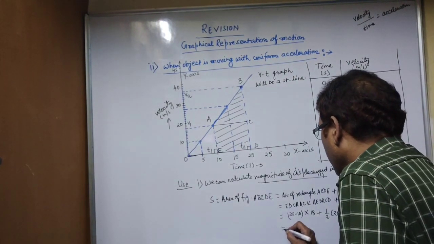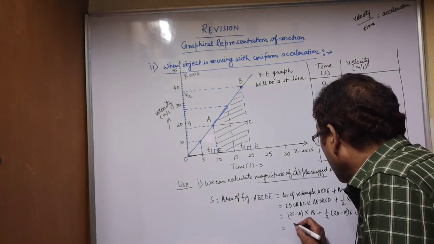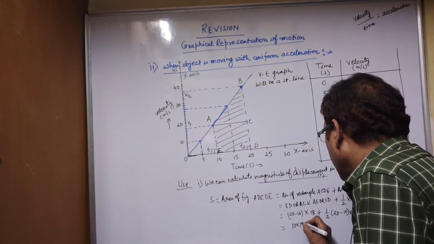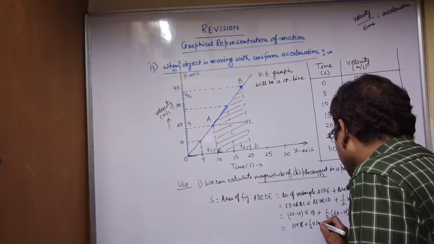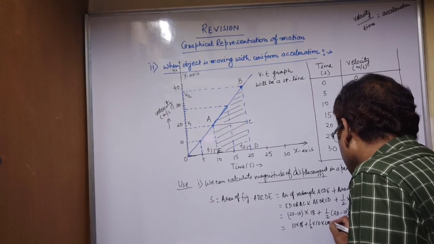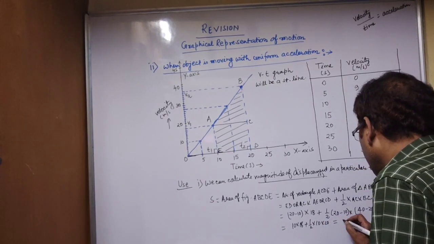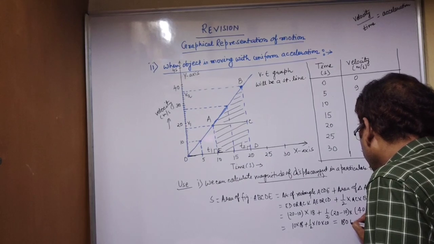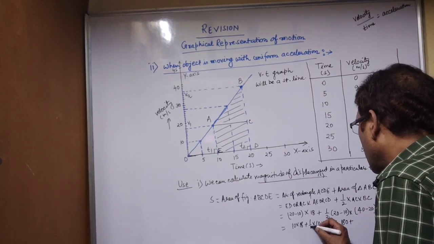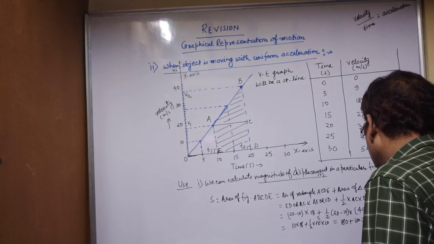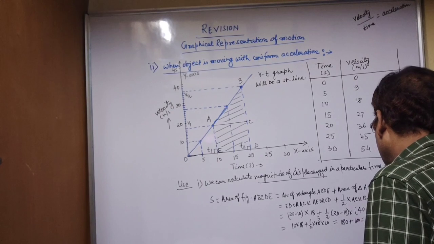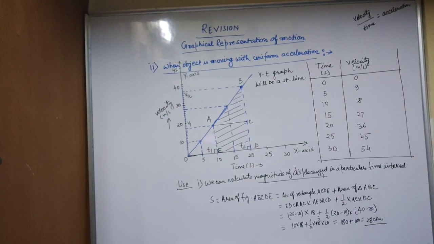So if you simplify, you will get 10 into 18 plus half into 10 into 20. So after simplification it will be 180 plus 2 5s are 10, and 100. So 280 meters. This is an example of how you can calculate the magnitude of displacement from this graph.